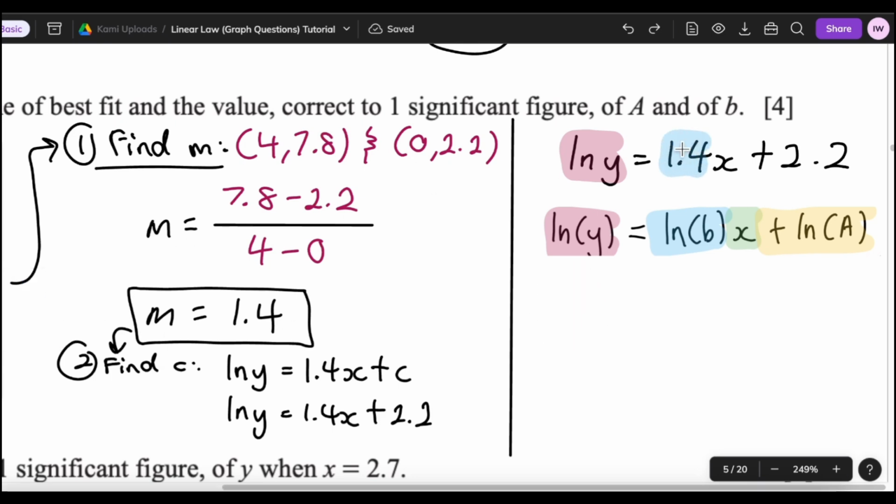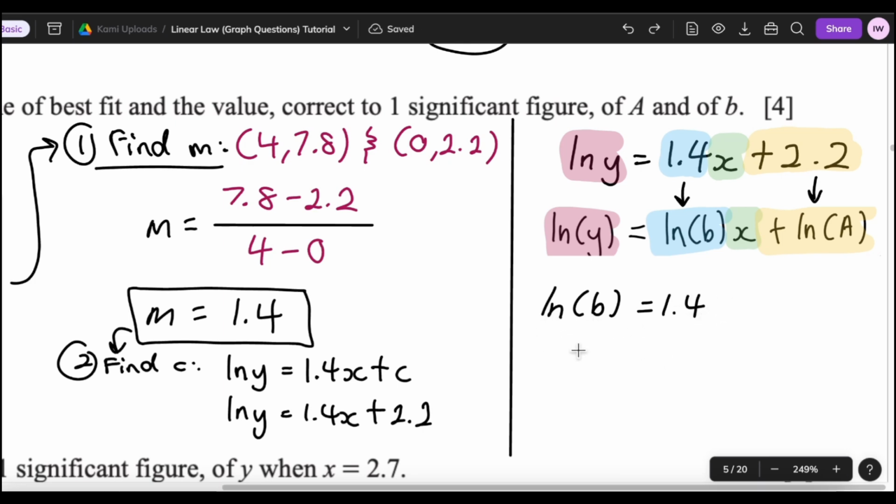The 1.4 in our equation should be equal to the ln b that you see there. The x's match up. And the 2.2 at the end there would correspond to the ln a right below it. So this is how we make the comparison. And now we can say that 1.4 should be equal to ln b, or if I'm doing this right, I should just say ln b is equal to 1.4. And do remember that you have to solve for b here, so don't leave your answer at 1.4.